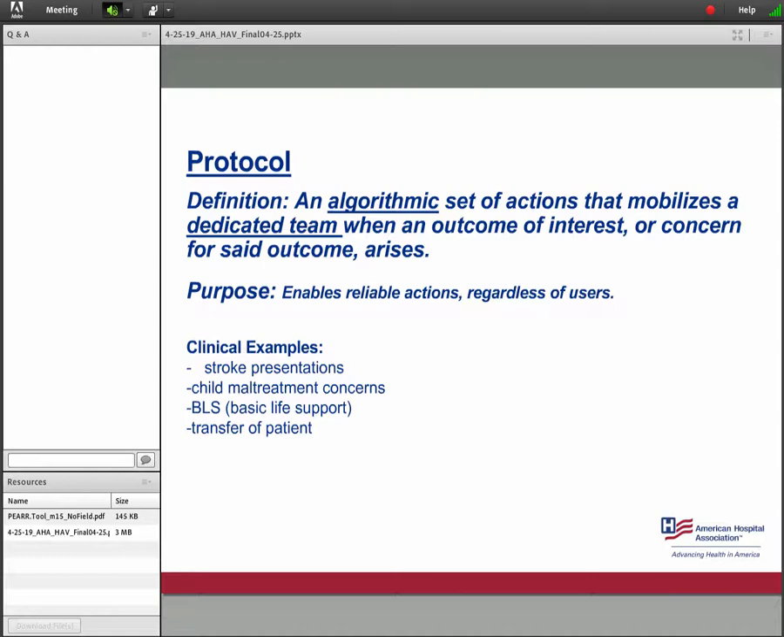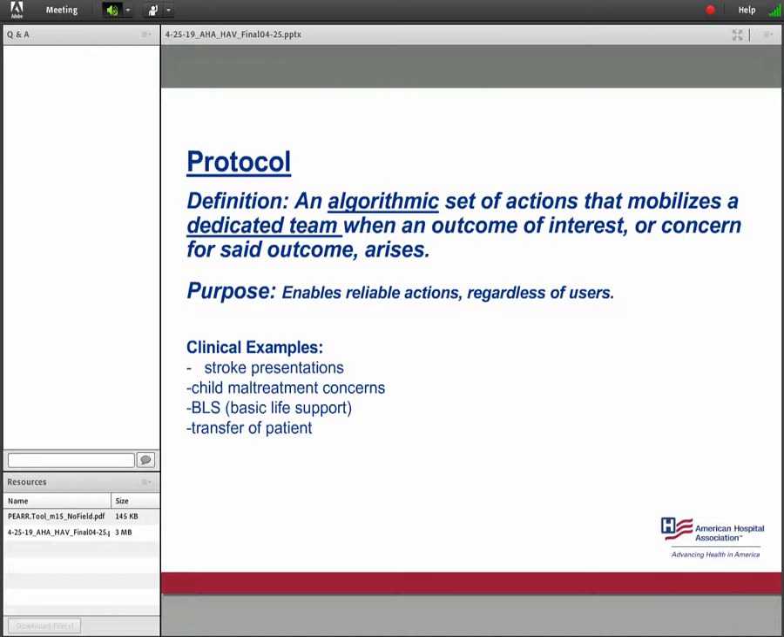That's the protocol. Child maltreatment concerns. There's a protocol. As the clinician, I'm concerned that this child might be maltreated in some way. If I have a social work team, alert the social work team, and then the next step is one of us calls our central child registry, and whatever our hospital protocol is in addition to all of that.